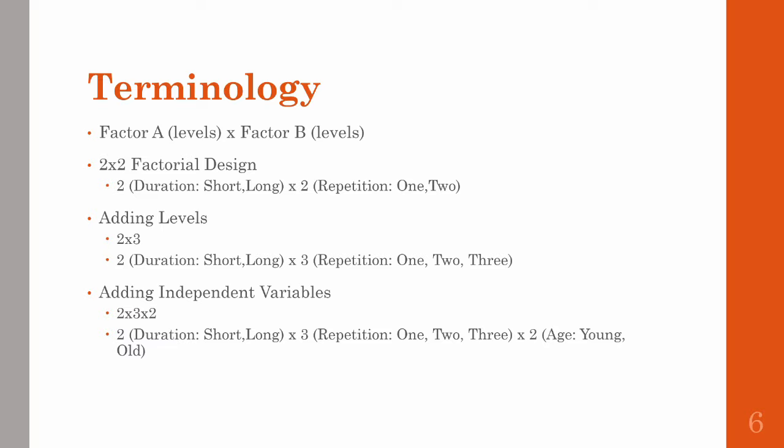We can also add more factors to our experiment. So in addition to our 2 factors, maybe we also want to examine how these interactions change if you are young or old. So now we would have a 2 duration short long by 3 repetition 1, 2, 3 by 2 age young or old. We can see here that designs can start to become pretty complicated as we add more levels and more factors to our experiment, and this can make results hard to interpret.